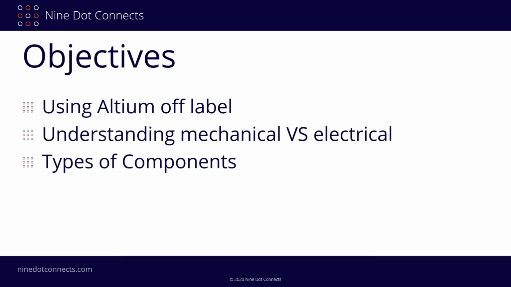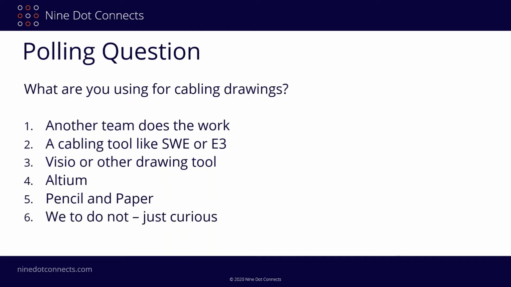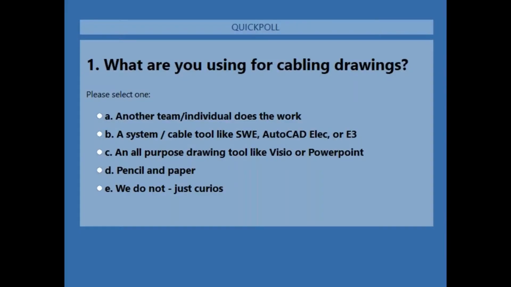We'll also talk about the types of components. In fact, we'll go through a library of some basic parts that would be, I think, enough to get you started on something like this if you wanted to try it in Altium. And of course, we have an example I created, and we'll be referring to this throughout the entire PowerPoint presentation, along with the things I'll show you within Altium Designer. So with that, let's start off with a polling question. I'm very curious to know what you're using for cable drawings.